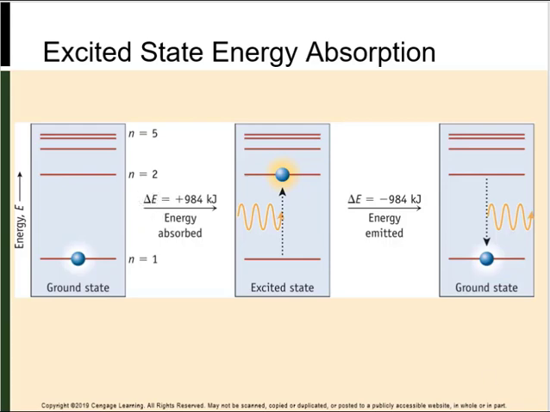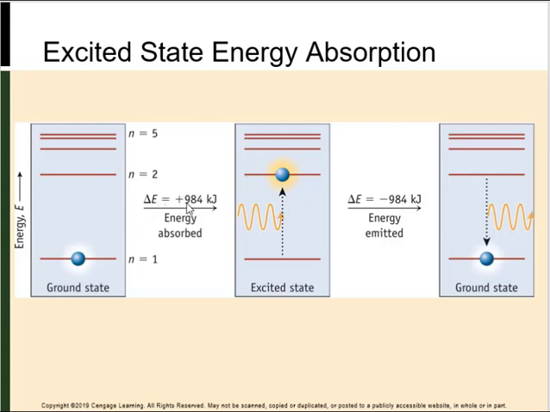To find this delta E, we take the energy at n=2, which would be our final, and then the energy at n=1, which would be our initial, and we subtract. We just did that using negative RH c over n squared. In this case, we can see that final minus initial is going up. That means energy is absorbed, and we have a positive delta E.